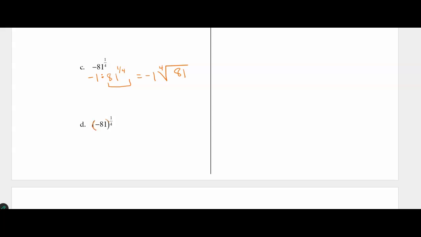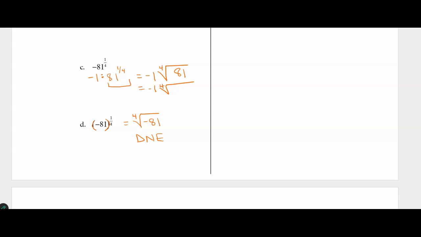Everything is being raised to the 1/4 power, so that's telling us that we're trying to find the 4th root of negative 81. Well, we just got done saying we can't take the 4th root of a negative number. It can't be any even root: square root, 4th root, 6th root. And so this answer is going to be D and E. We can't do that. However, we can simplify this one up here.